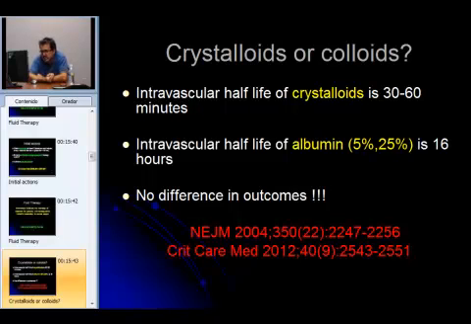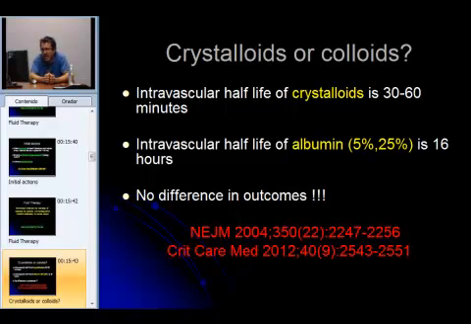As opposed to, for example, albumin, which is going to be the colloid of choice to use in sepsis. You can use albumin at 5% or 25%. The intravascular half-life of albumin is 16 hours. So those who like colloids are going to tell you, well, I like to give albumin because it's going to stay longer in the intravascular space.